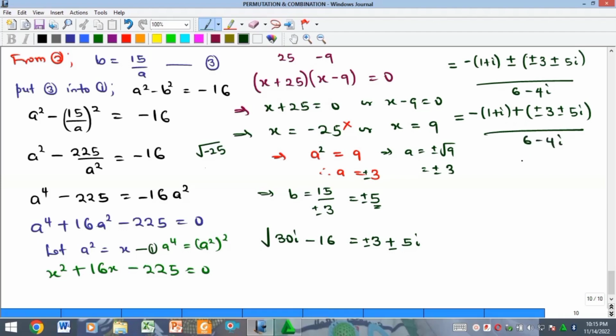Or the second equation will now be minus 1 plus i minus, that's under this plus or minus, we choose plus first and then we choose minus. Minus the same thing, plus or minus 3 plus or minus 5i, and that is all over 6 minus 4i. Okay, so we are going to try to simplify this.